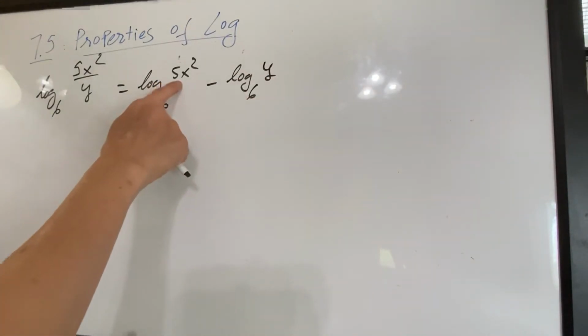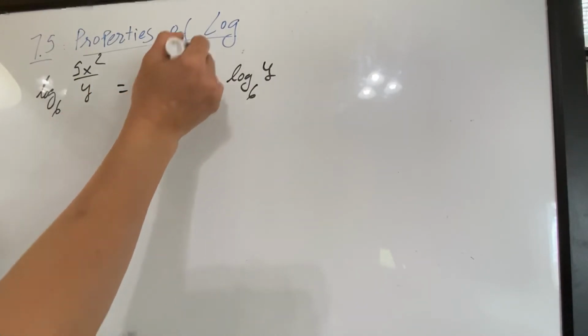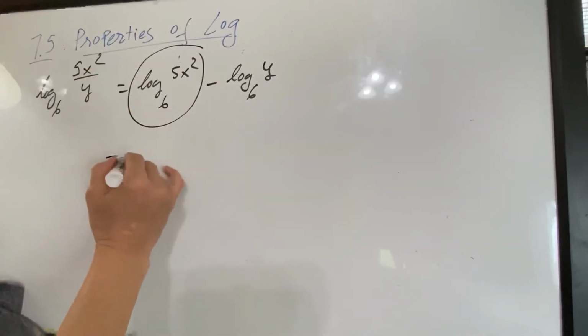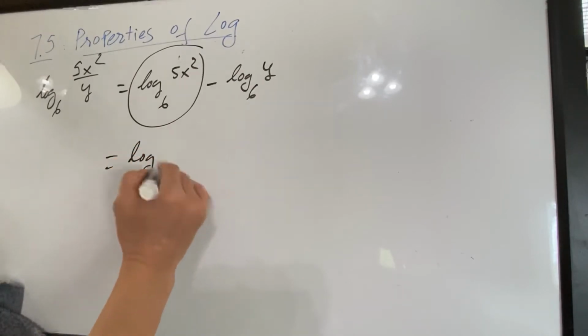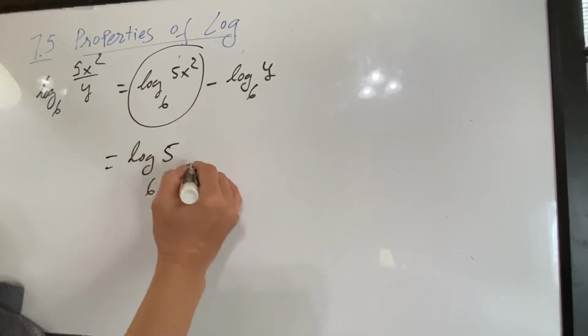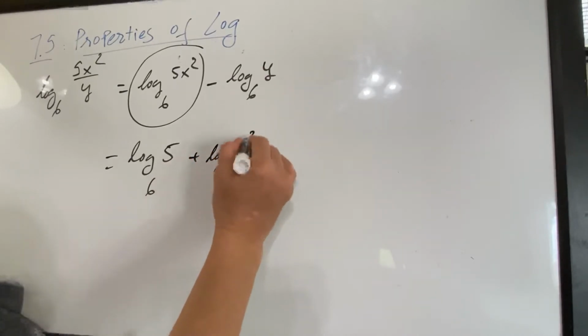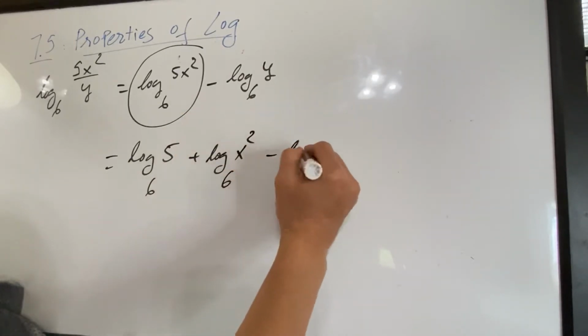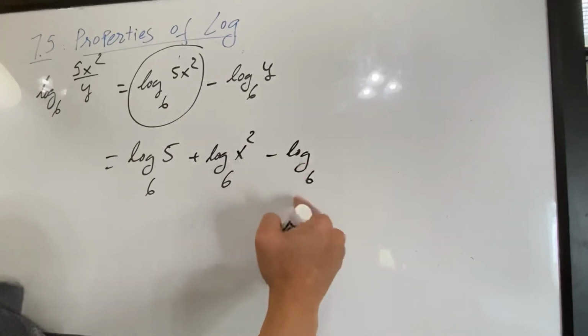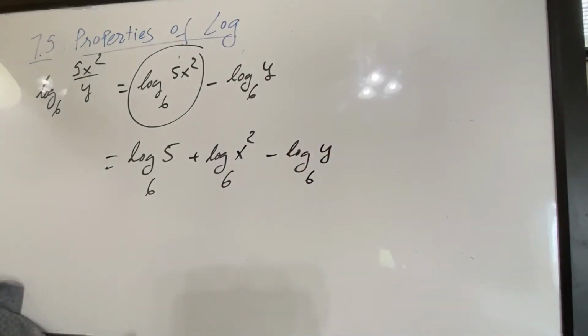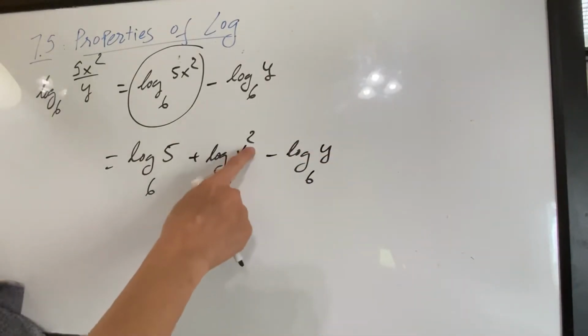No, we have another product, 5 times x squared. So this one right here, I'm going to expand this one too. And that is log base 6 of 5 plus log base 6 of x squared. And now bring that down, which is log base 6 of y. Okay, are we done yet? No. What about this guy?